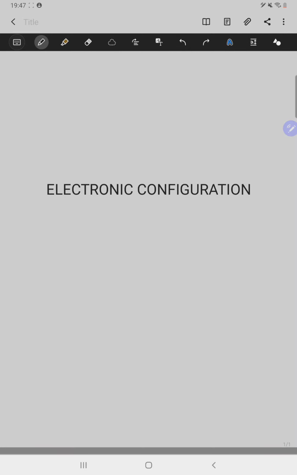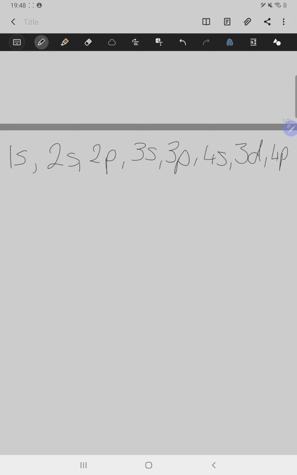Hi everyone, so we're going to go through how to find the electronic configuration of an atom. When finding the electronic configuration of an atom, it's important to keep in mind the Aufbau principle, which states that when building the electronic configuration of an atom in its ground state, the electrons occupy the lowest available sublevel, the lowest available energy levels. So it's important to know the order that they will go in. So it will be 1s, 2s, 2p, 3s, 3p, 4s, 3d, and 4p.